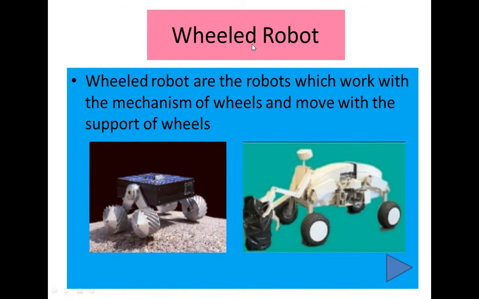Let's move forward to the wheeled robot. Wheeled robots are robots which work with the mechanism of wheels and move with the support of wheels. If you can see this picture, it has 4 wheels. What these wheels do is provide this robot a support which doesn't let the robot fall, and these wheels also make the robot move forward, backward, etc.